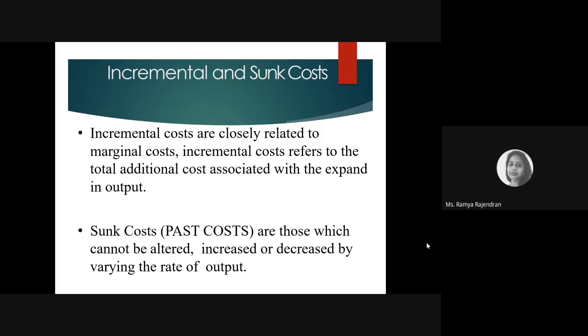But the money spent in buying that particular land is actually a sunk cost. You're not going to use it anyhow. Maybe in the next 2-3 years you will not be using it, so you have wasted all your money on a piece of land. So that is a sunk cost.